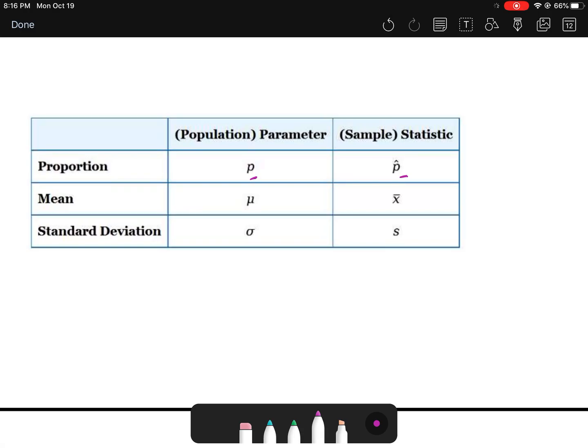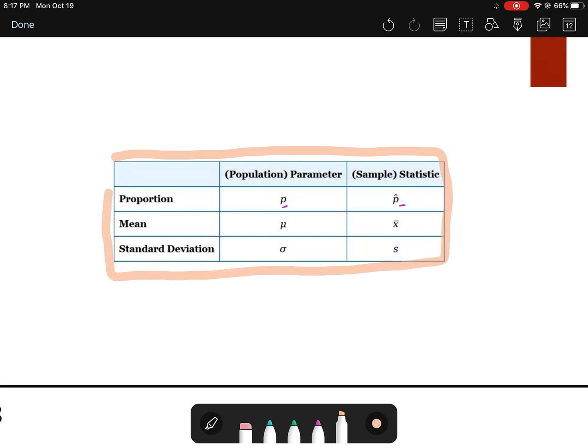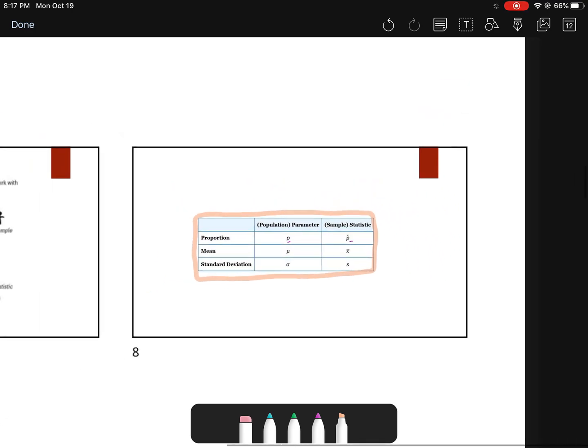If I'm talking about the mean, the population mean is going to be mu, and for the sample, that is x bar. When I'm talking about the standard deviation of a population, that's sigma. And if I'm talking about the standard deviation of a sample, that is just S. You do need to know the difference between the two. Whether I give you sigma or S, you do need to know if I'm talking about population or sample.